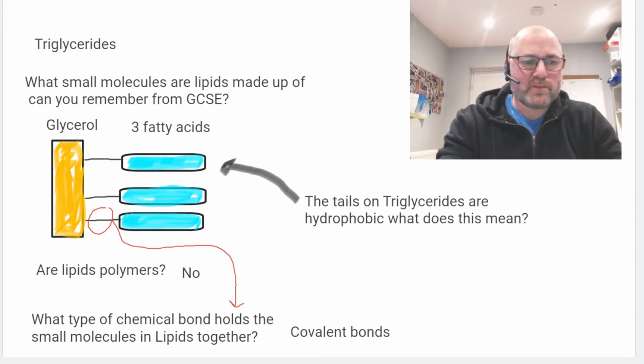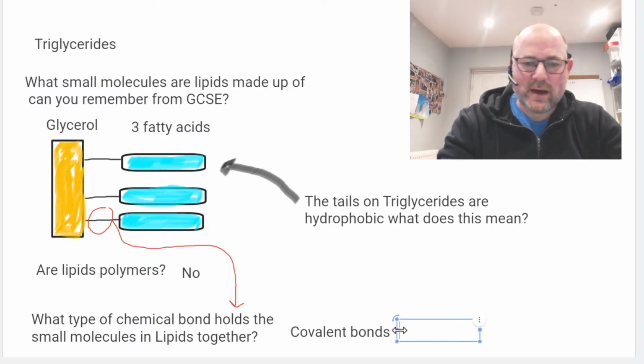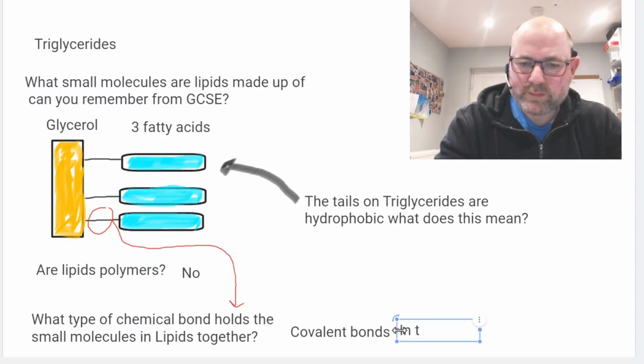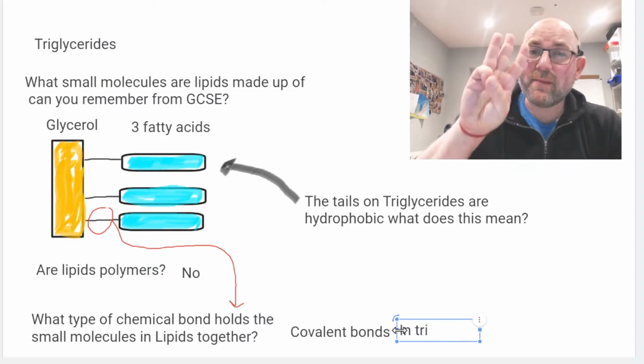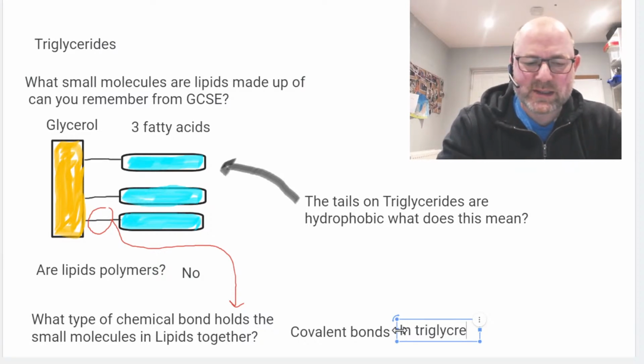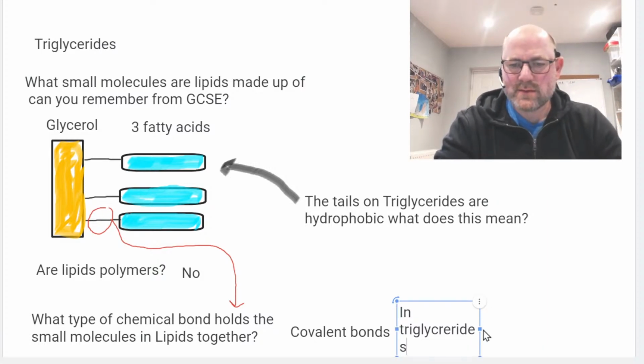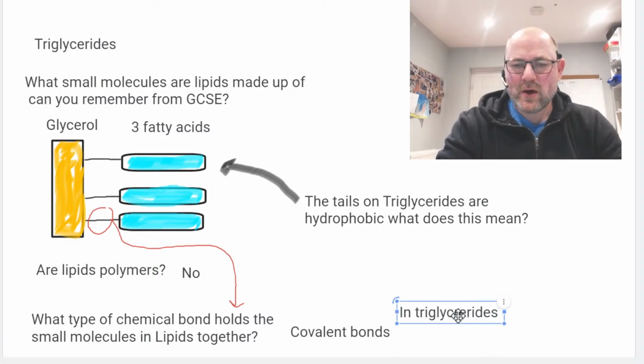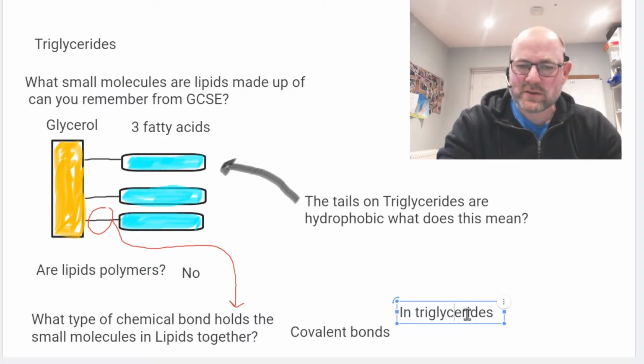I can't even spell. Tri meaning 3, by the way. Triglycerides. I don't think I've spelled that right. Oh my gosh, my spelling is so bad.